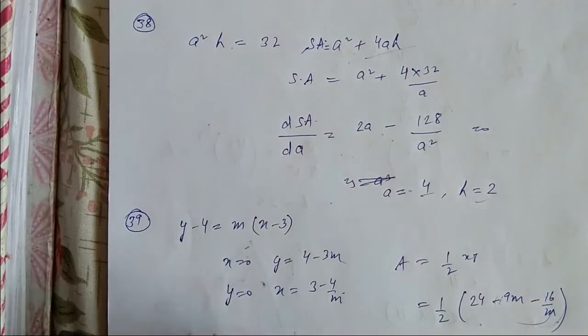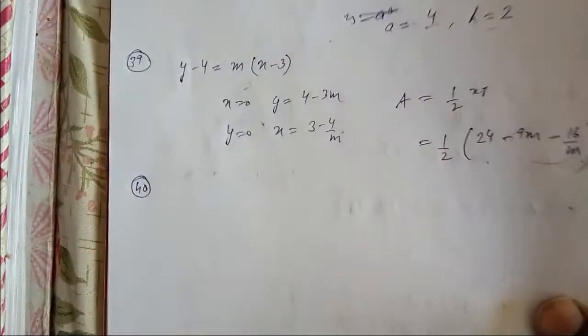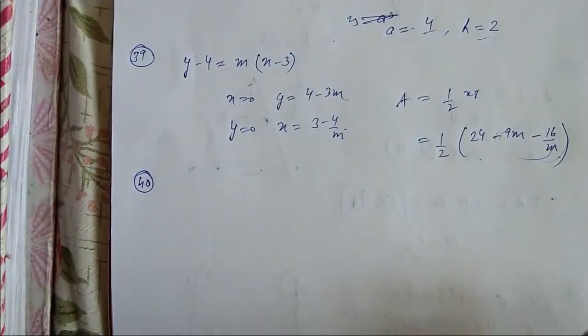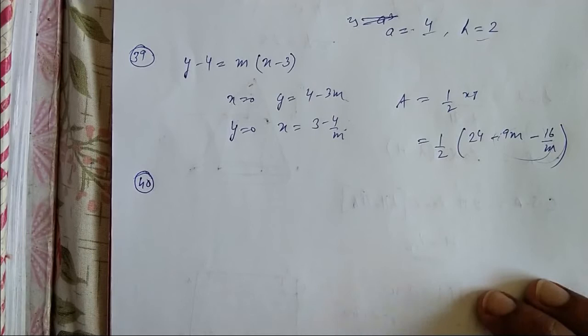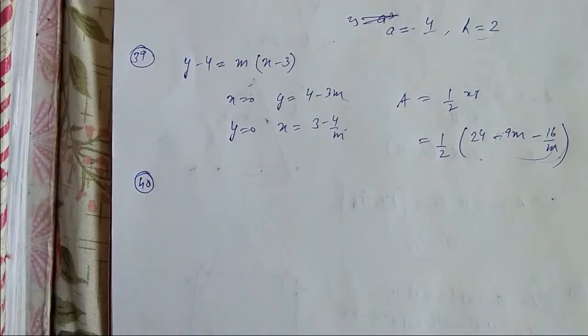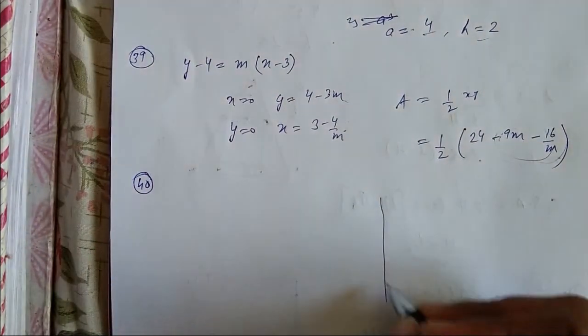Moving on to the next question, question number 40. L L' is the latus rectum of the parabola y squared equal to 4ax, and PP' is a double ordinate between the vertex and the latus rectum. The area of the trapezium is maximum when the distance of PP' from the vertex is. So let's draw a diagram first.